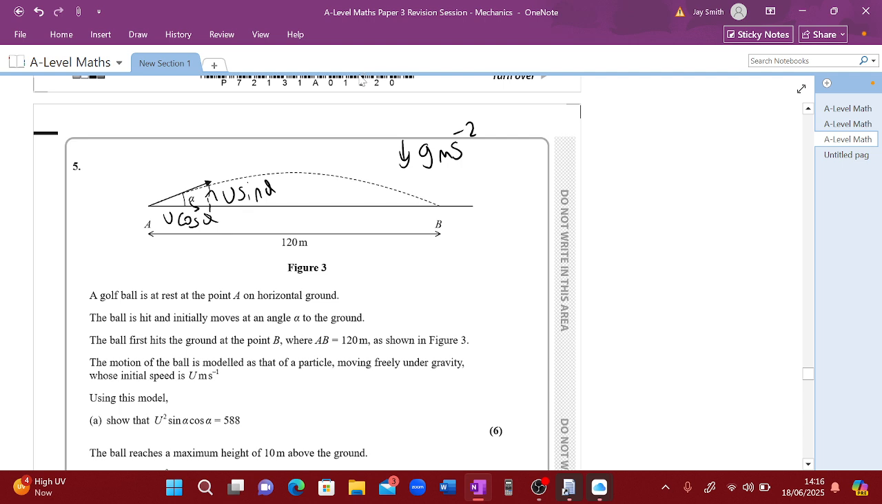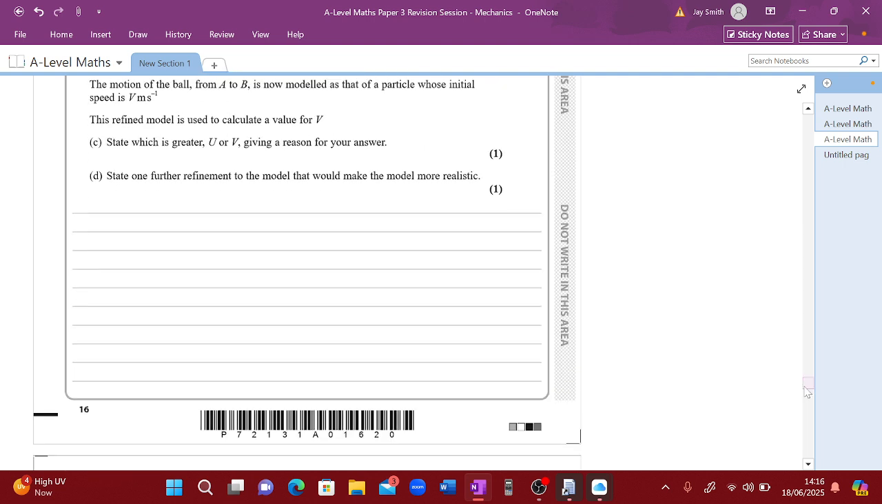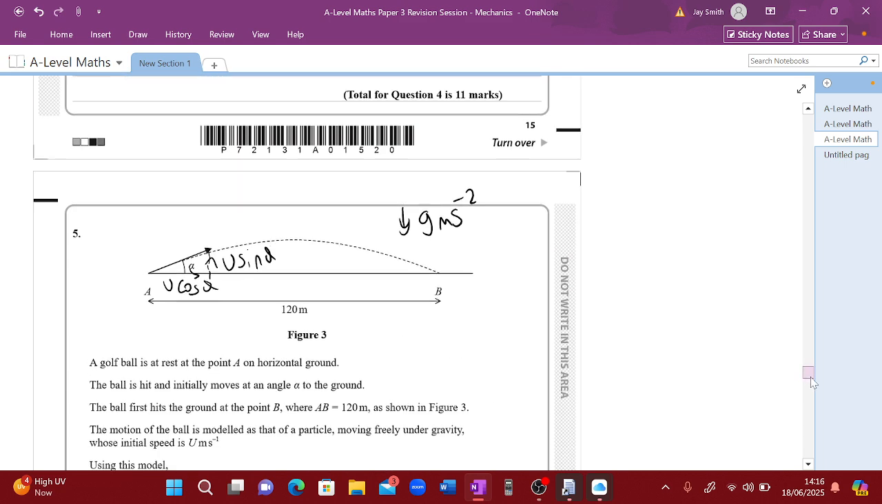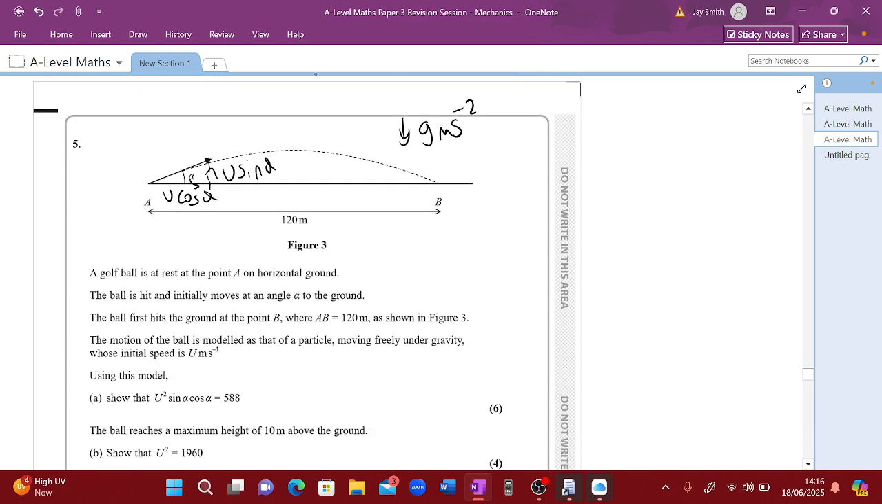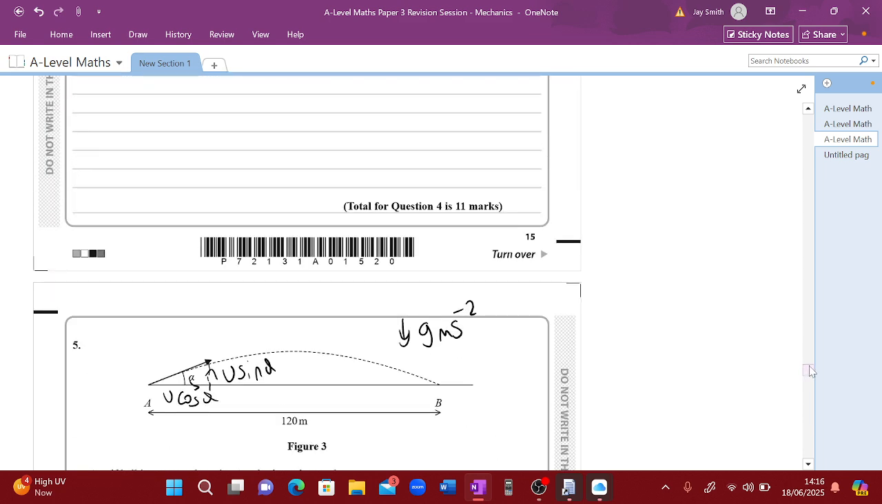Once you do that, what you then want to do, pretty much instantly, is split this up into vertical and horizontal, and then use SUVAT on both of them. So vertical SUVAT. Well, we don't know the vertical displacement, right, between A and, oh no, we do. Sorry, A and B are both on the ground, so the overall displacement is 0.